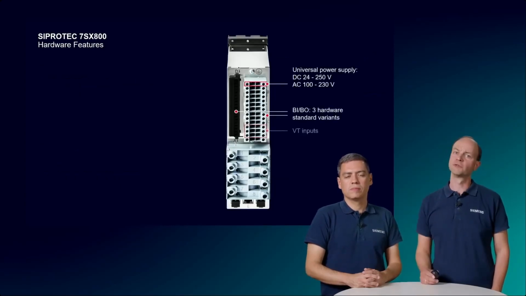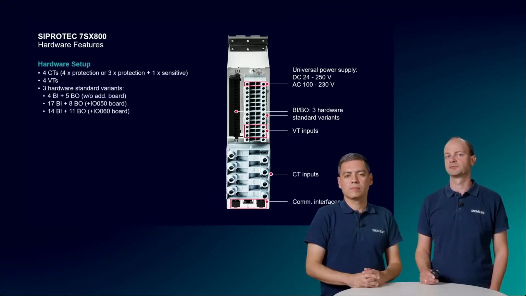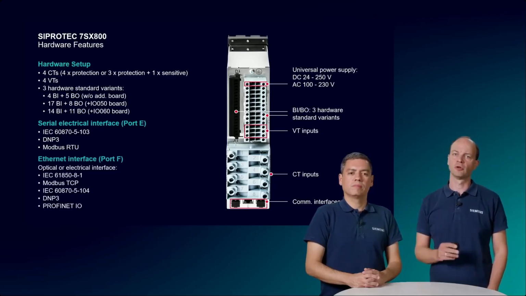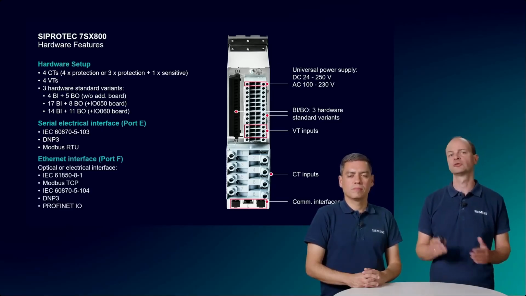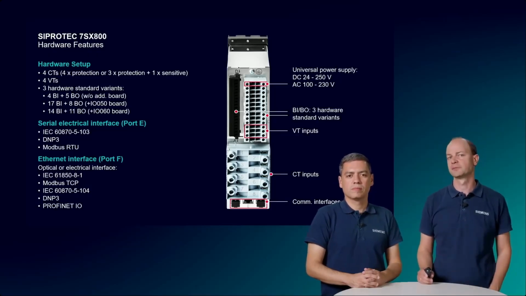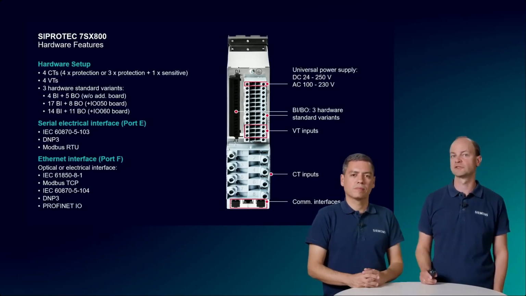Now let's have a look on the rear side. The device is equipped with a universal power supply. This means we have only one wide-range power supply for all voltages, from 24 to 250 volts DC, or from 100 to 230 volts AC. This reduces variance, so that you need less spare parts if you have different auxiliary voltage levels in your substations.